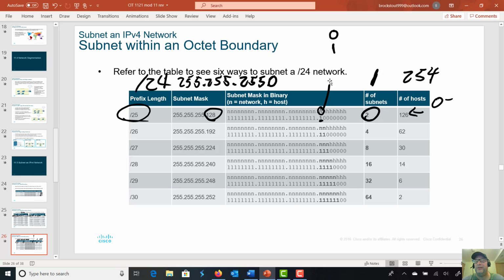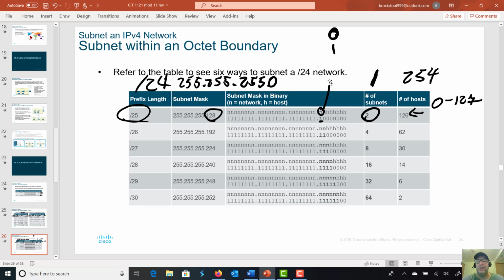Anything between 0 and 127 would be one network, because that would have a 0 in the highest order position right here. Or if it had a 1 in that position, then that would be 128. 128 through 255 would be your second network that you would have created. Okay? Hopefully that makes sense, because now we're going to go down to the next one, which is a /26.